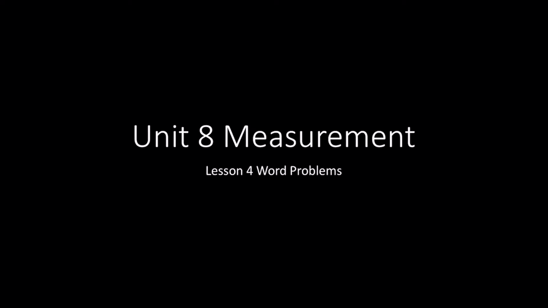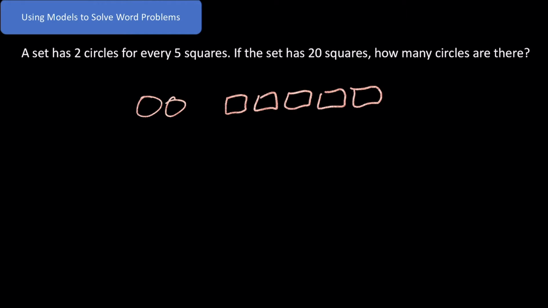Hey, welcome back. We're working on word problems. So we're going to use the models to solve these problems. If we have a set of 2 circles for every 5 squares, and then we have a total of 20 squares, we need to figure out how many circles there are and what the ratio is. So the ratio, if we draw the first set, the 2 circles and the 5 squares, the ratio is 2 circles to 5 squares.